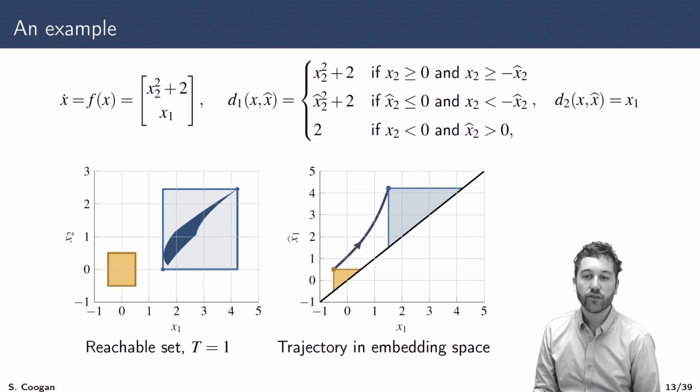The corresponding trajectory of the embedding system, projected to the x1, x1 hat plane, is shown in the right figure. Note that the trajectory of the embedding system evolves in a region on the upper diagonal of this plot. This is a general property of the embedding system since it maintains a partial order with respect to the southeast order, and therefore trajectories cannot cross this diagonal line.